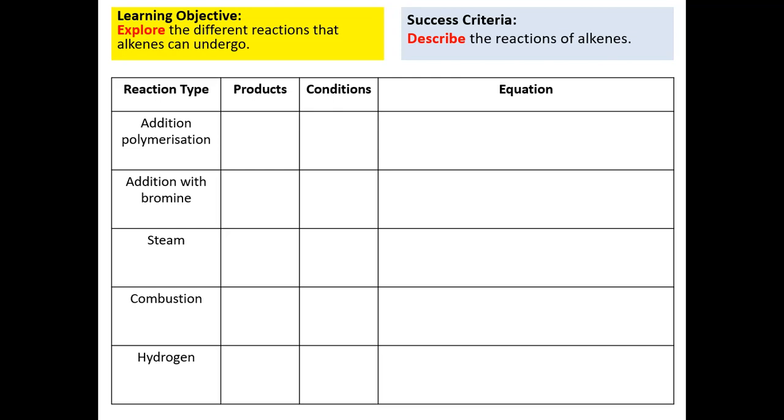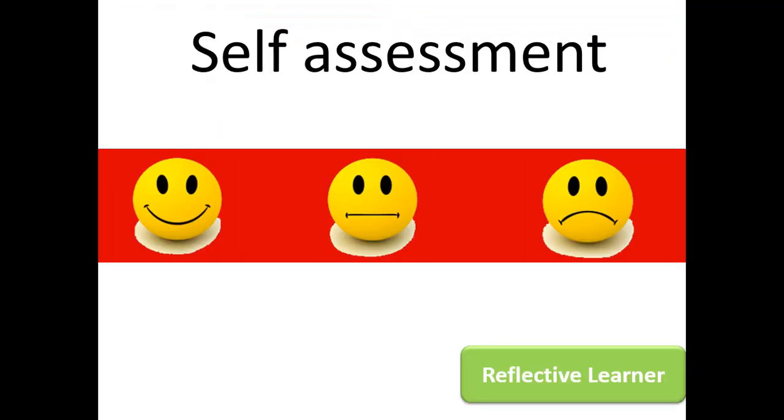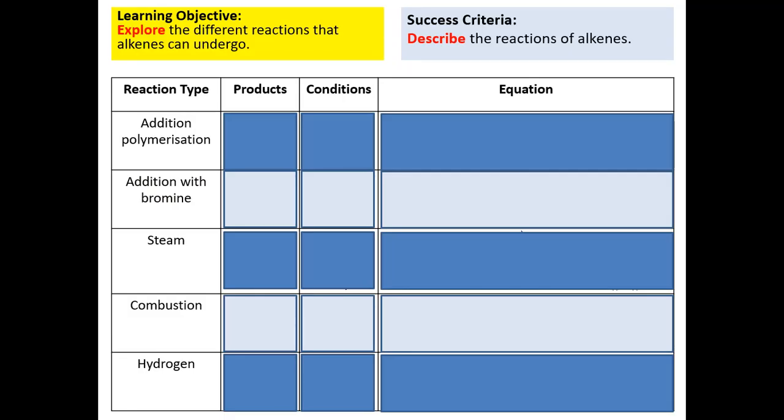So pause the video and then we'll go through the answers. Okay, so addition polymerization, then hopefully you know that we make a polymer and the conditions are high pressure. It's not high temperature, because polymers are plastics. You get high temperature, they melt. So it's a common misconception because everybody just normally thinks conditions and automatically goes to high pressure and high temperature, but this one is just high pressure.